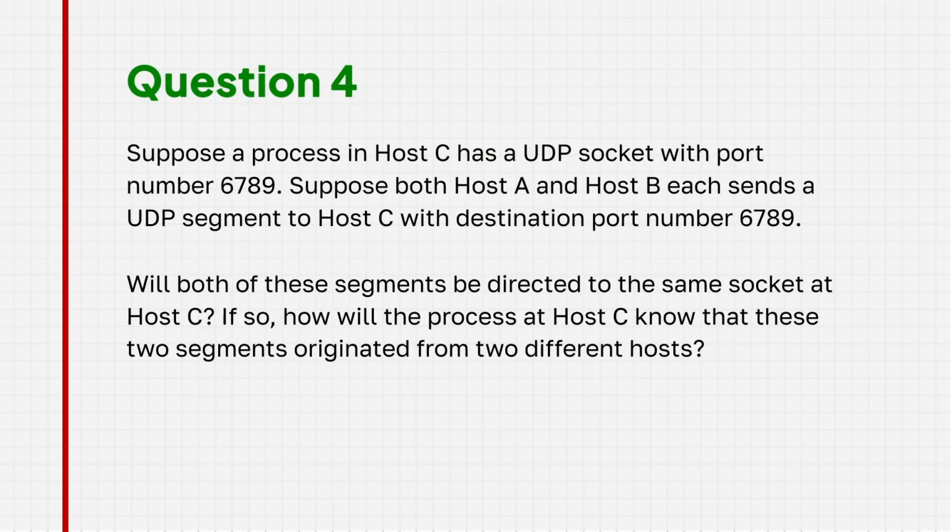Now, suppose a process in host C has a UDP socket with port number 6789. Suppose now A and B send a UDP segment to host C with the same port number here. Will both of these segments be directed to the same socket at host C?